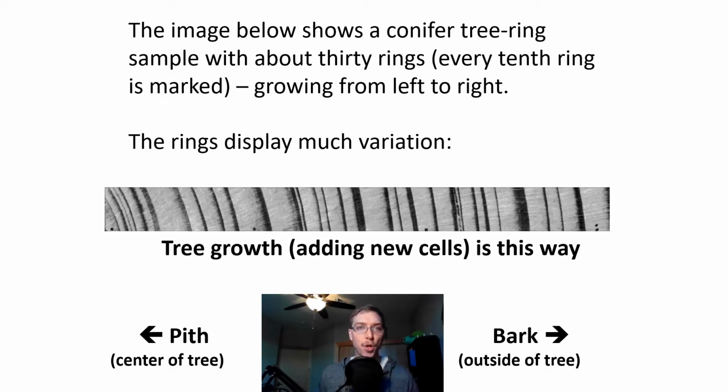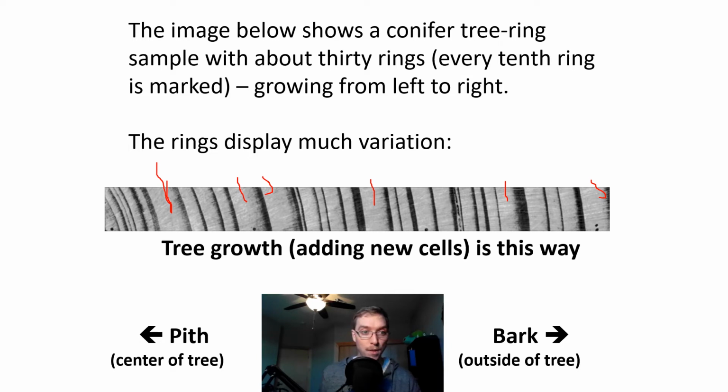So the image below shows a conifer tree ring sample with about 30 rings. Every 10th ring is marked, going from left to right. The rings display a lot of variation, and you can see, right here, we see this really thick layer. As we see it here, both of these kind of extending out towards the edge of the tree, we see some really, really thick layers.